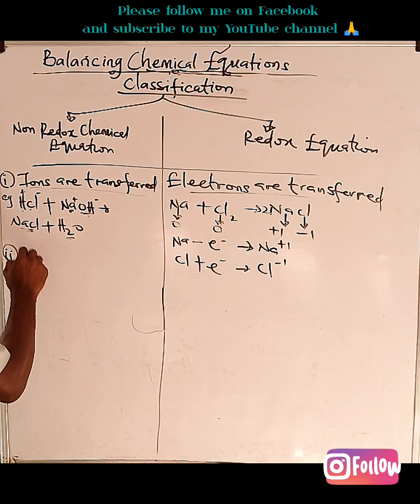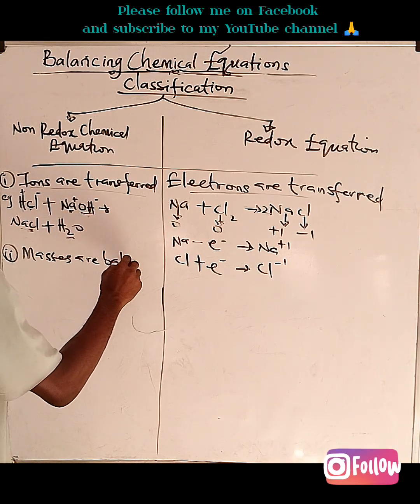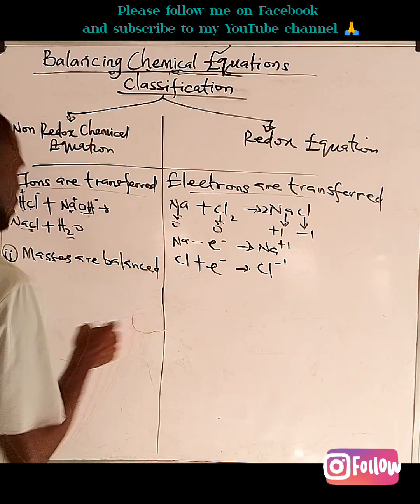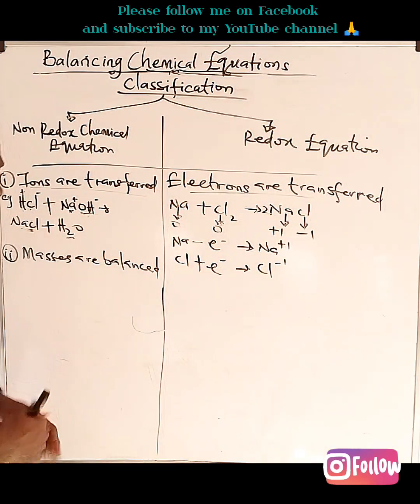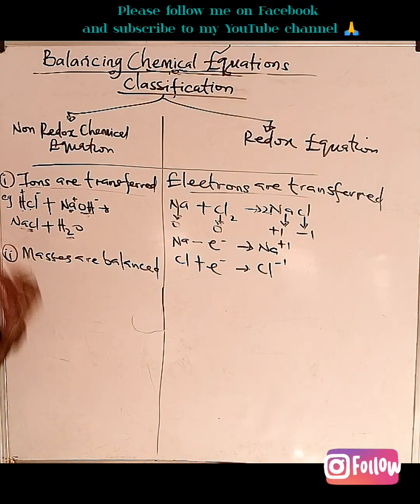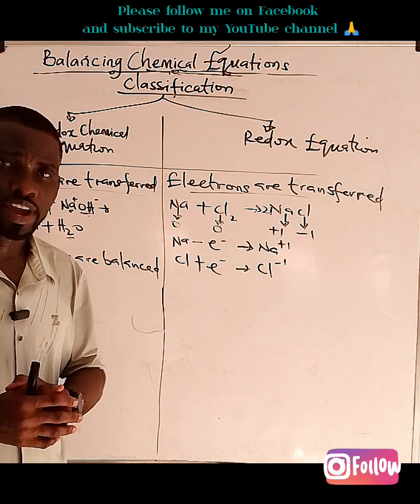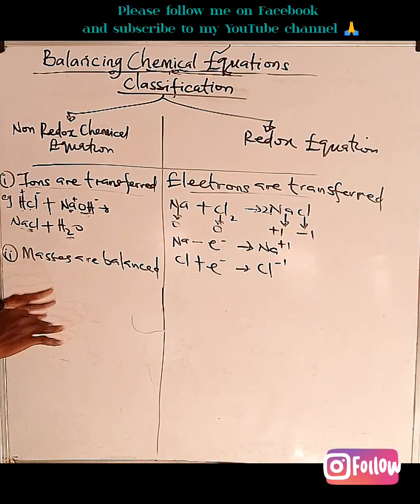The next is that masses are balanced according to the law of conservation of matter. Very, very important. According to that very law by Antoine Lavoisier, masses are balanced. And when it comes to non-redox equations, we make sure that the masses of the chemical substances reacting and even the product gotten will balance out everything. And we're going to be using this as a very good example.